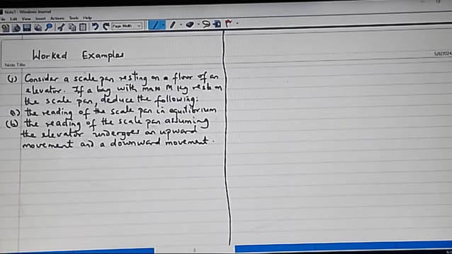So we have a problem here. Very simple case. Assuming we have a scale pan that rests on the floor of an elevator, you place a bag that has mass on the scale pan. So let's use a diagram to illustrate this. This is like a scale pan.